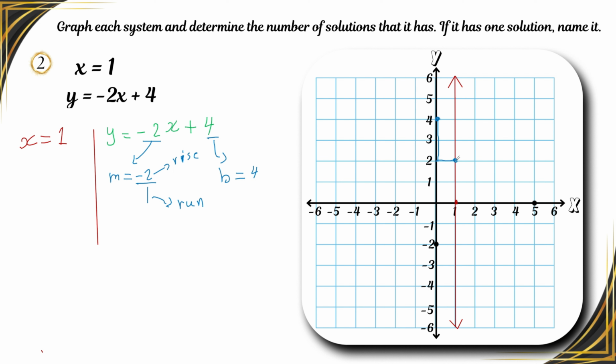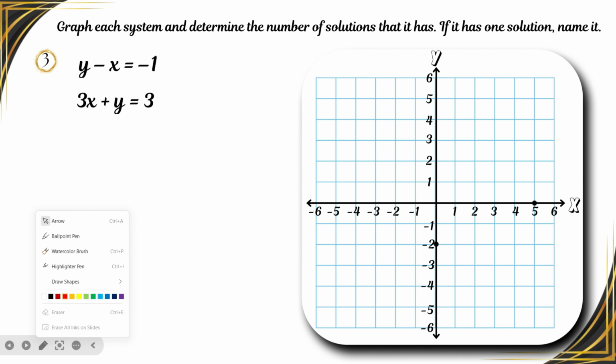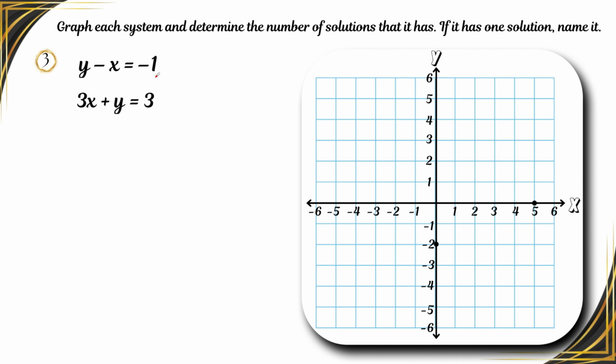Now we need to connect the start point here and the end point here by a line. From the graph, you can see the two lines intersect at one point. This means we have just one solution. x here will be 1 and y at this intersection point will be 2. Then the solution will be 1, comma, 2. What about the system, consistent or inconsistent? It will be consistent because we have a solution. And dependent or independent? If you have one solution, it will be independent. Next question. y minus x equals negative 1 and 3x plus y equals 3.